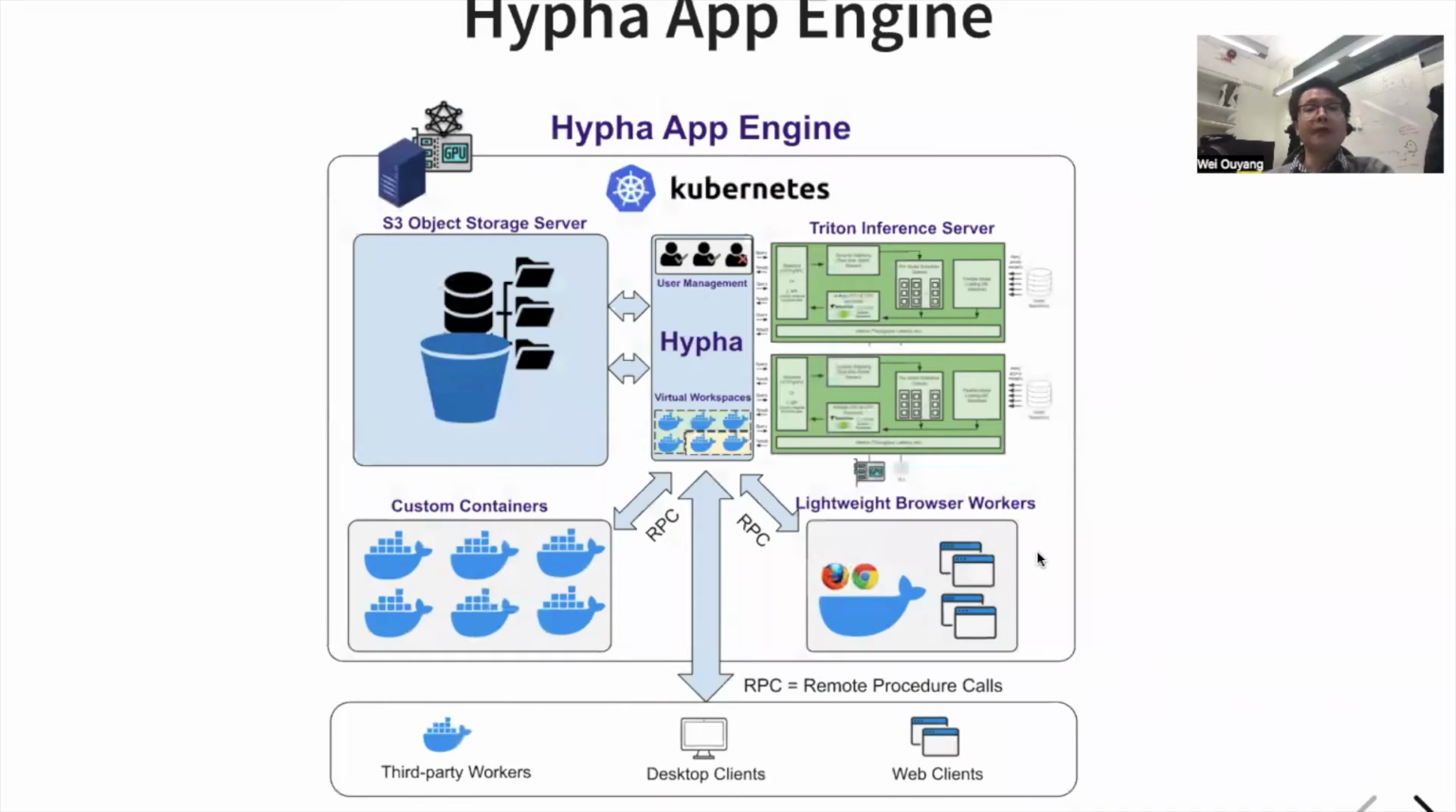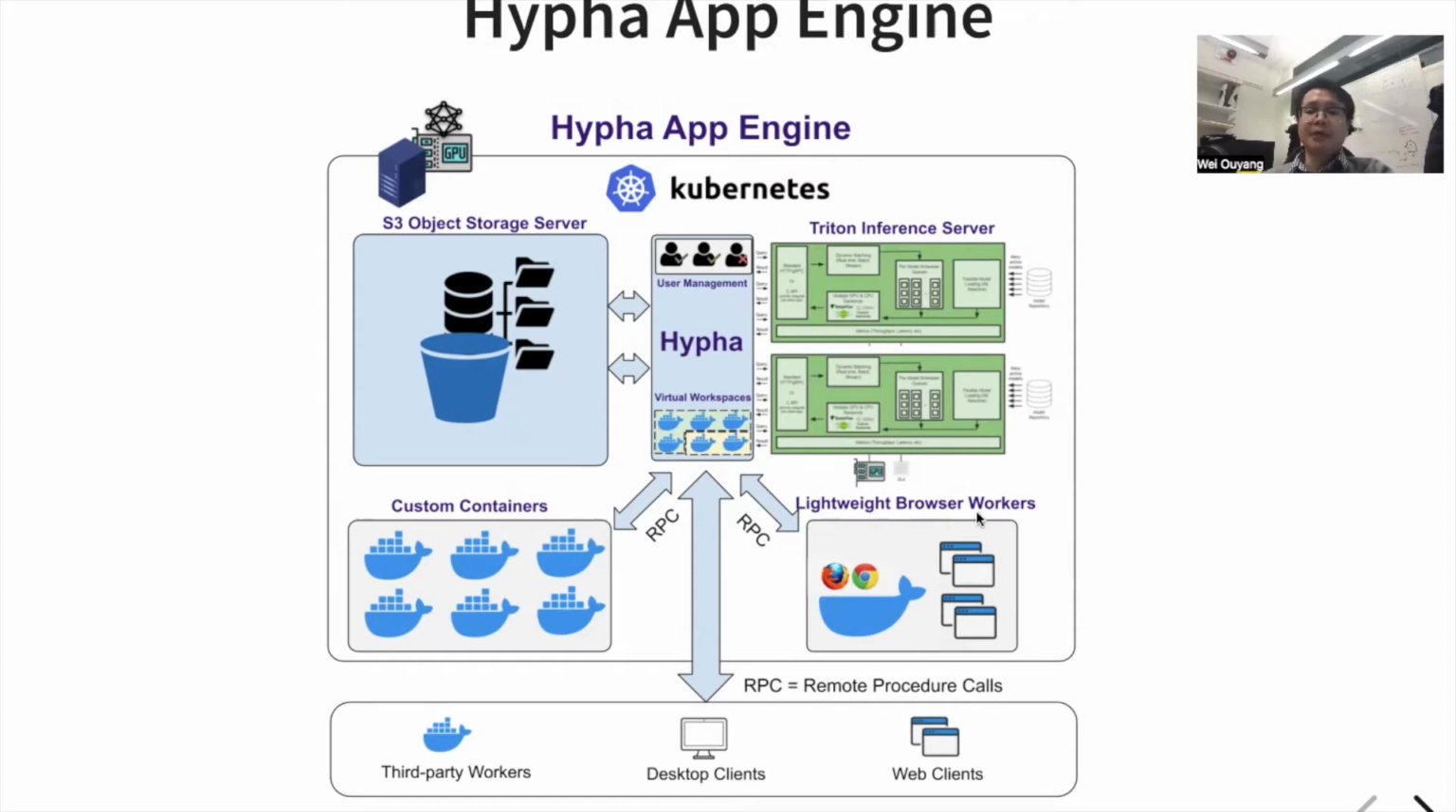On top of Hypha, we built the Hypha app engine. It's basically built on top of Kubernetes, which is a container orchestration environment. So basically we have the S3 server, which is one Docker container. And then we have Hypha, and there's also the Triton inference server, which we use for hosting and serving AI models. And we can also support custom containers.